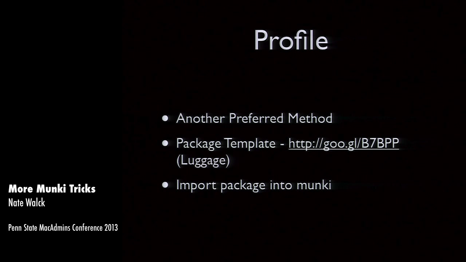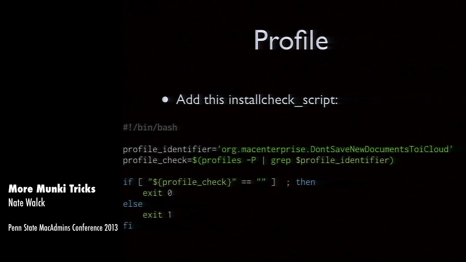So you import that into Munki, and then you can add this install check script. And what it'll do is you fill out the profile identifier, and you set that to the name of your profile. And what the script will do is it will look to see if it exists. And if it exists, it'll tell Munki, yes, it's there. So exit 1, it's present. And if it's not there, it'll say exit 0, it's not present. And then Munki will go ahead and install the profile using the package in the previous slide.